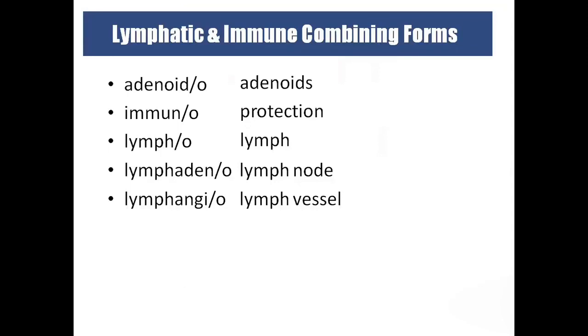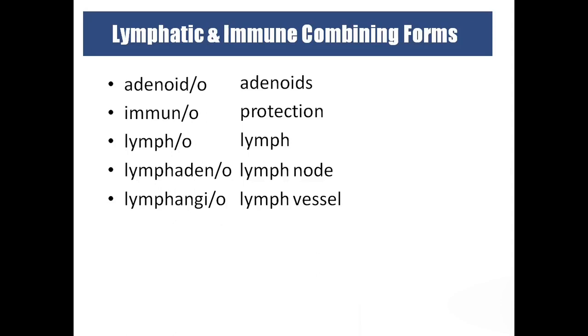So coming to the combining forms we use in the lymphatic system, adenoido means adenoids. Adenoids are a type of tonsils present near the nasopharynx. For most people, you will have heard that inflammation of the adenoids leads to a condition called adenoiditis. In that case, they will remove the adenoids with surgery.